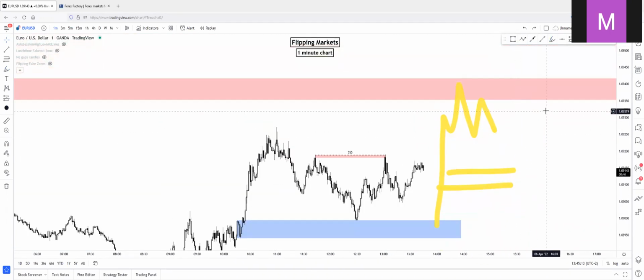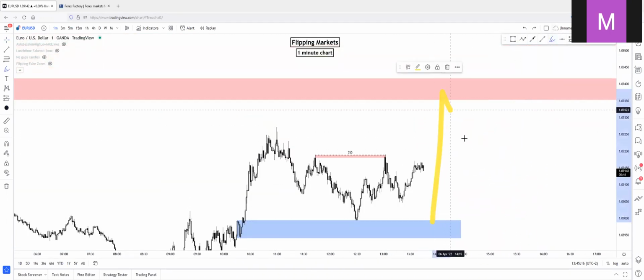But if price just simply breaks above this zone, we'll be able to, sorry guys, just mute yourselves because I can hear your background voice.